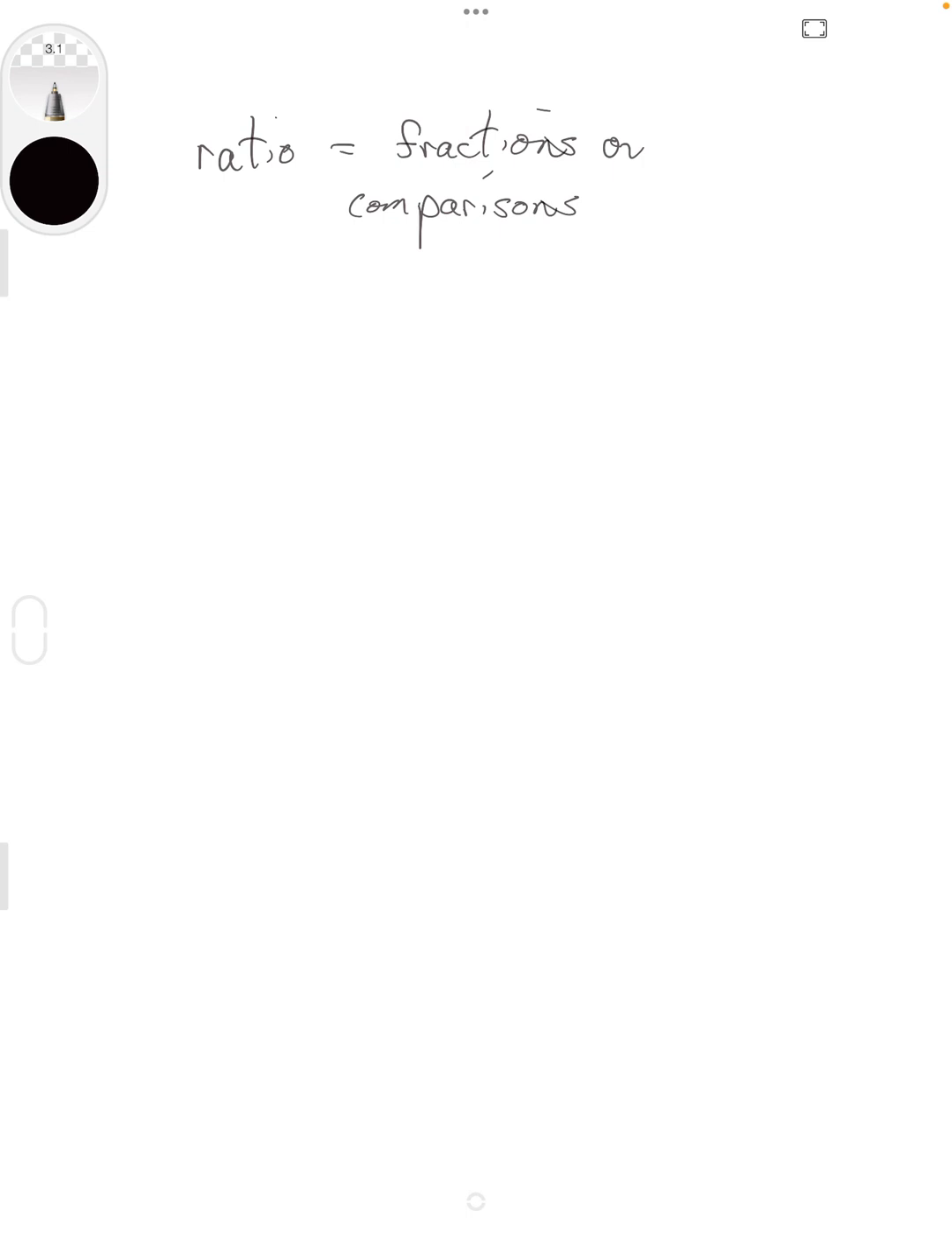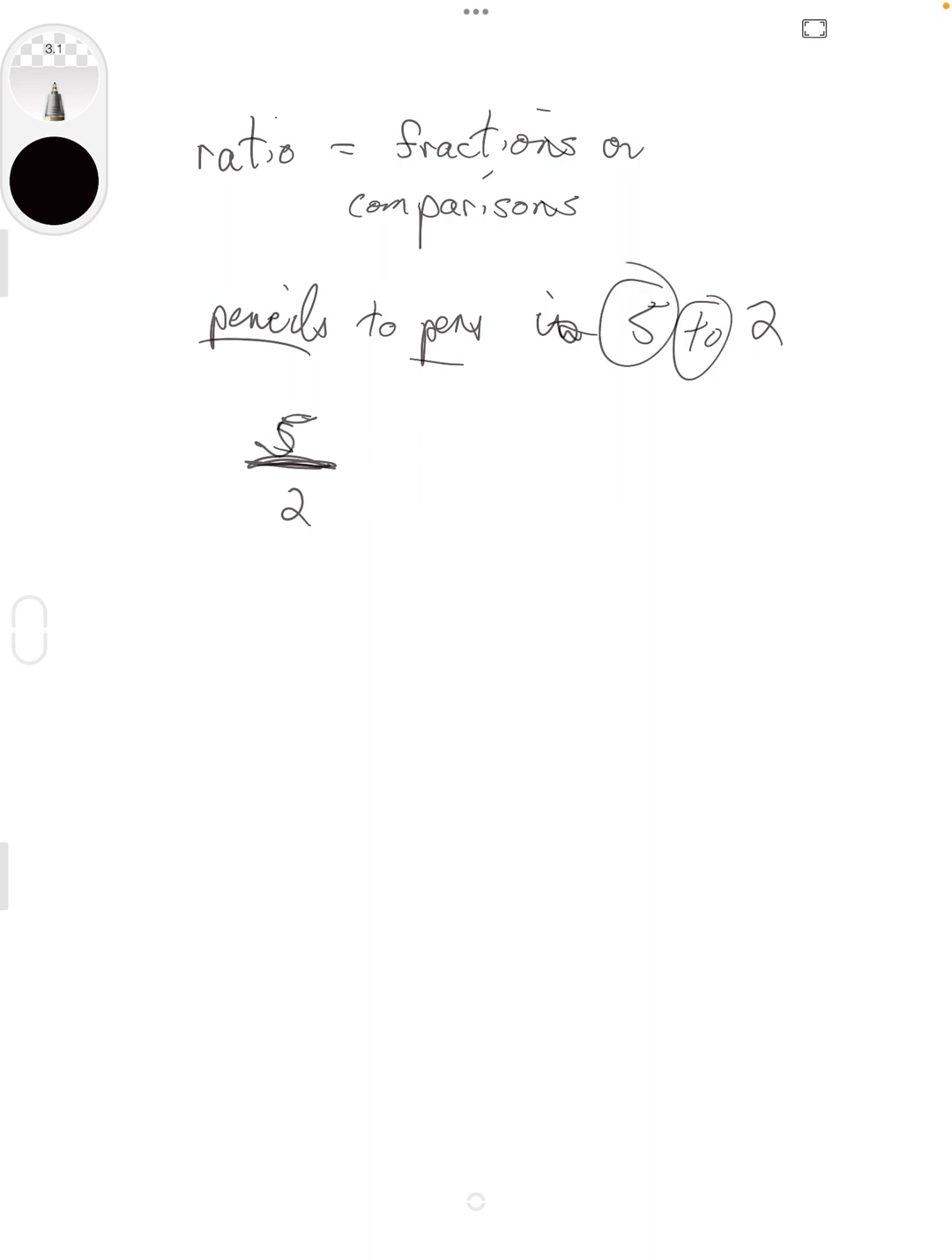So if I were to look at a problem and I would say, okay, the ratio of pencils to pens is 5 to 2. In other words, there's 5 pencils for every 2 pens. I could write that as 5 to 2 as a fraction. So the 2 becomes the fraction bar. The first one is the numerator typically, and the second one is the denominator. So you say the first one, again, numerator, second one, denominator. Okay, so that's how we would say it.